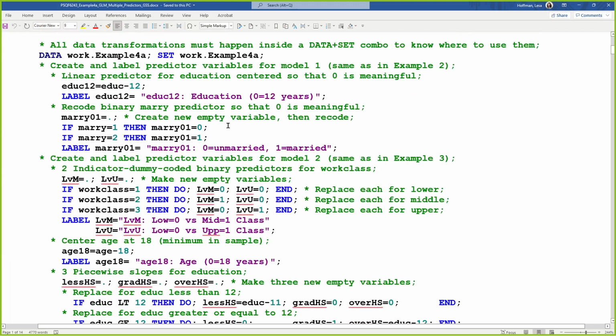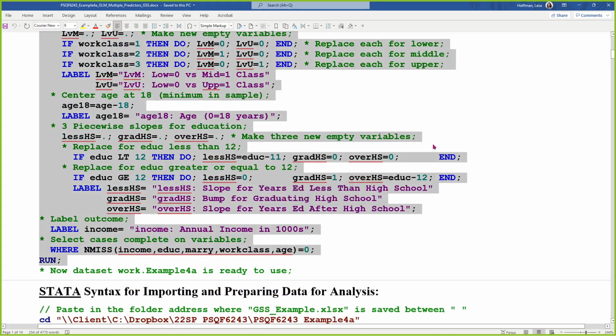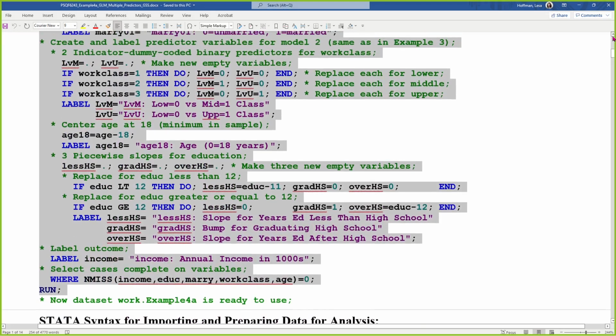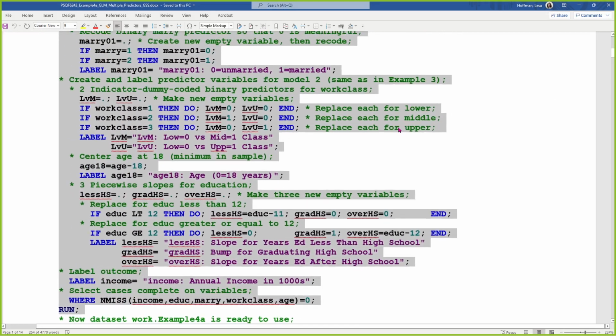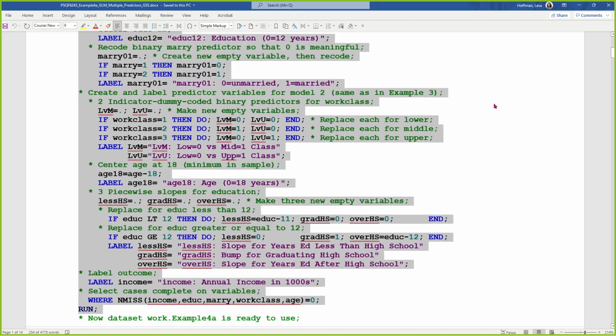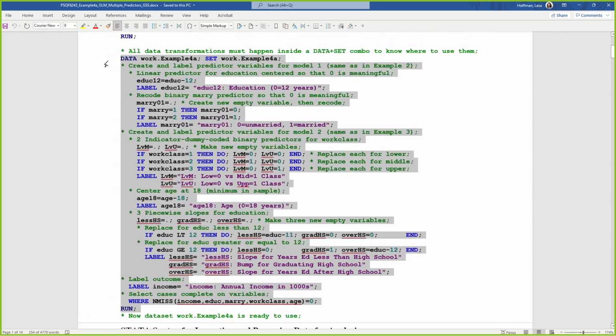I have, for instance, to start with SAS, one giant set of commands here. See if I can get it all on one screen. Almost. There we go. So data and set to start with, run to finish it. This is all one thing. And if you want to go back and stick more things in, you can do that. You just rerun the whole thing. So this is all one command as far as SAS is concerned. It's going to open up example 4a, do all the things to it that I asked right here, and then save it as example 4a again.